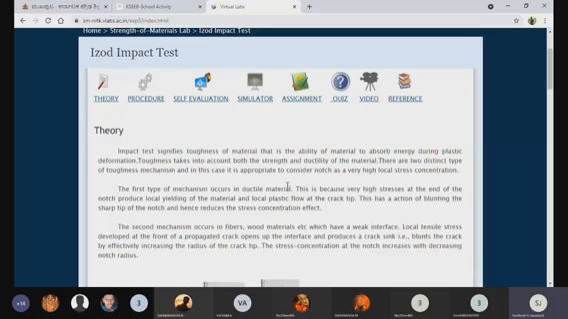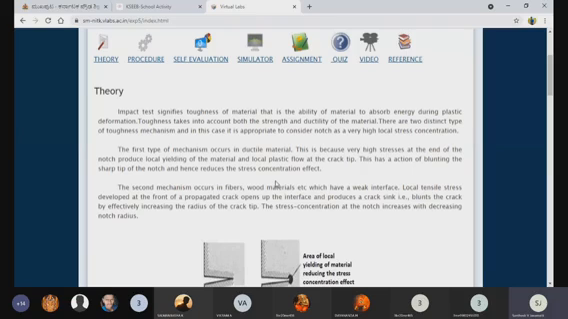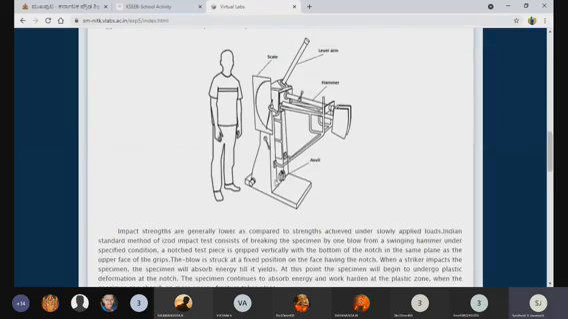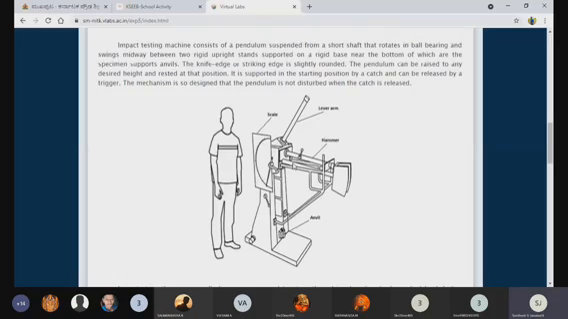I hope you understand. I will not take much time to discuss this, since we have already discussed it in our theoretical classes. I am just glancing over the things here. Now I will show you what we call an impact machine. By using this machine, we can determine the impact strength of the given sample, right?